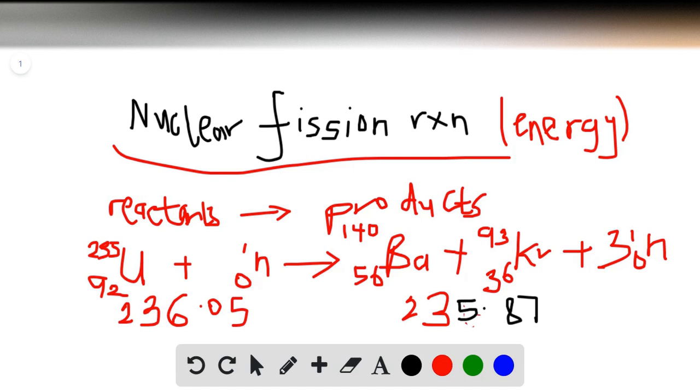So the missing mass is what is converted to form the energy, since we know matter can be converted to energy. So using this famous Einstein equation, where E, which is energy, is equal to M, which is mass, times C squared, and C is the speed of light, if you find the difference between the mass, which is the mass loss, you can calculate how much energy is being produced by that difference. So the mass loss is what is converted to energy.